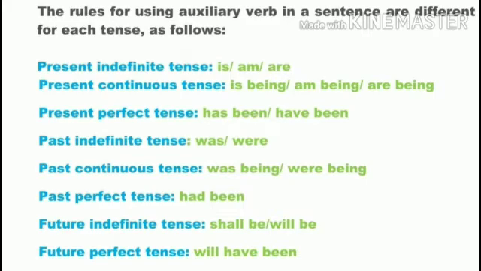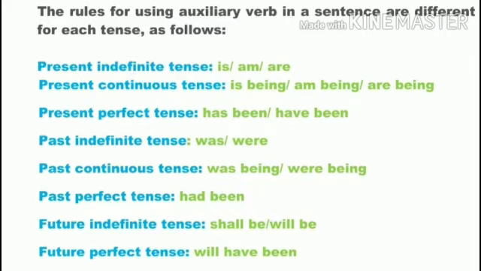Past perfect tense, had been. Future indefinite tense, will be, shall be. Future perfect tense, will have been. So these are the rules for using the auxiliary verb in the passive sentence.